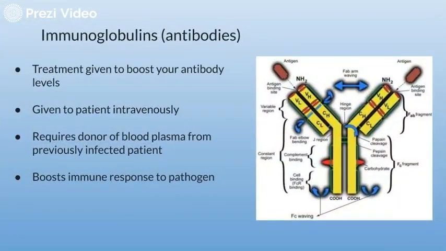This next one is quite an interesting one. Immunoglobulin, or antibodies, are a treatment given generally to boost antibody levels. So what we are actually doing with this particular therapy is we're intravenously inserting antibodies into a patient, and this requires blood plasma donations from a previously infected patient. And this can be quite useful if you have an immunocompromised patient, and you can introduce the antibodies to a sufficient level at which they start to attack a pathogen.